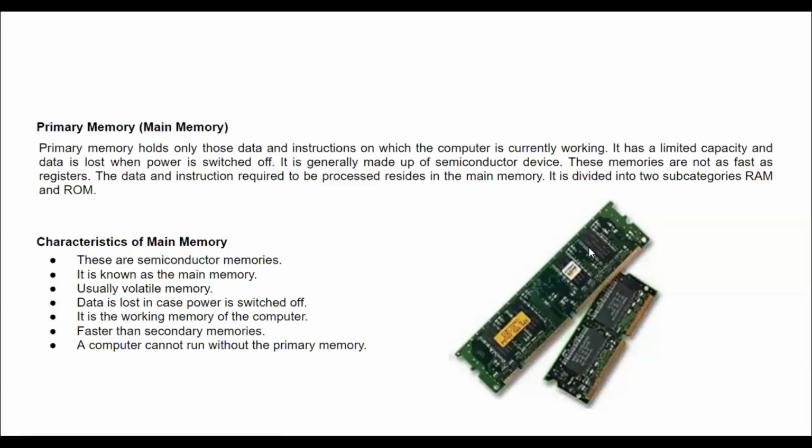The characteristics of main memory. These are semiconductor memories. It is known as the main memory. It is usually volatile memory. Data is lost in case power is switched off. It is the working memory of the computer. It is faster than secondary memories. A computer cannot run without the primary memory. So those are some characteristics of the main memory.